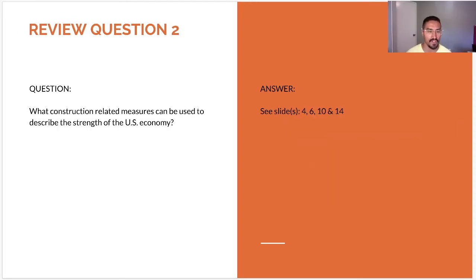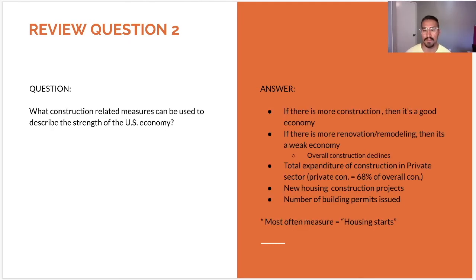So now let's look at question 2. What construction-related measures can be used to describe the strength of the US economy? And the answers to this can be found in slides 4, 10, 6, and 14. We know that there's a direct relation between construction and the economy. So if the economy is doing well, there's more construction and vice versa. And if overall construction is down, that means the economy is not doing so well. And if the economy is not doing so well, there'll be more remodeling, renovations, which means it'll be a weak economy, and overall construction will be down.